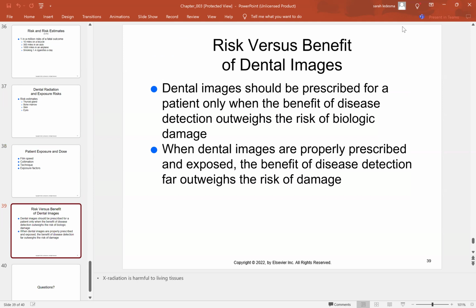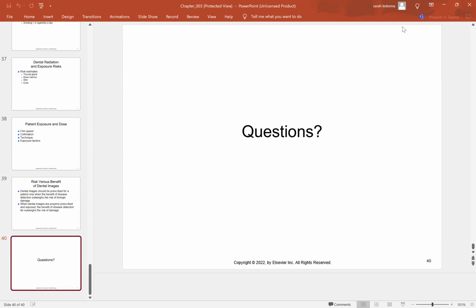Risk versus benefit of dental images. Dental images should be prescribed for a patient only when the benefit of disease detection outweighs the risk of biologic damage. When dental images are properly prescribed and exposed, the benefit of disease detection far outweighs the risk of damage. This concludes our lecture.